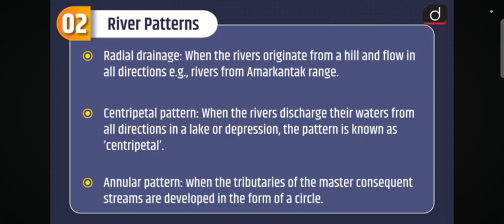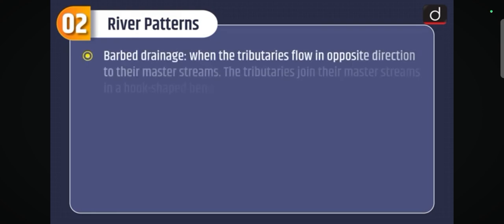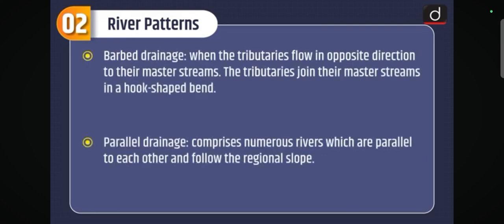Centripetal pattern: when the rivers discharge their waters from all directions into a lake or depression, the pattern is known as centripetal. Annular pattern: when the tributaries of the master consequent streams develop in the form of a circle. Barbed drainage: when the tributaries flow in the opposite direction to their master streams, they join the master streams in a hook-shaped bend. And parallel drainage: it comprises numerous rivers which are parallel to each other and follow the regional slope.